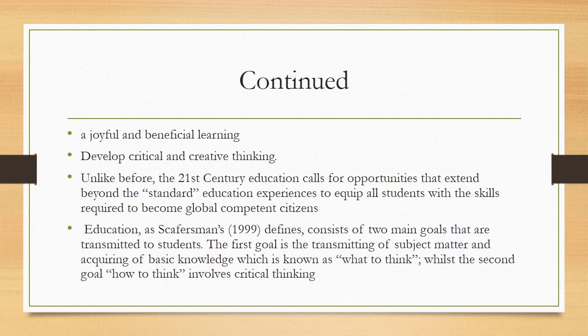Education, as the Scaffersman defines, consists of two main goals that are transmitted to students. The first goal is the transmitting of subject matter and acquiring of basic knowledge, which is known as what to think, while the second goal, how to think, involves critical thinking. So we have two main goals of education, which are what to think and how to think. And our strategy, which is STH, is based on how to think. It trains you to know how to think.